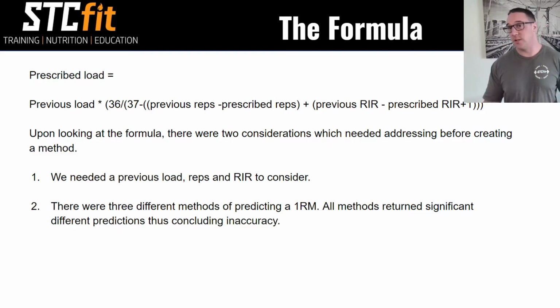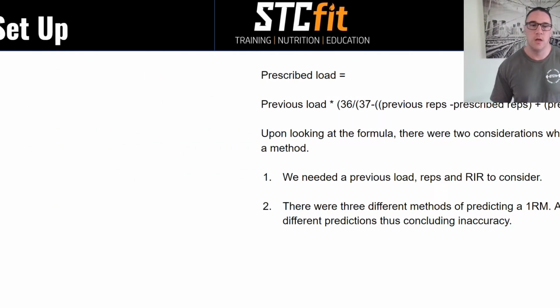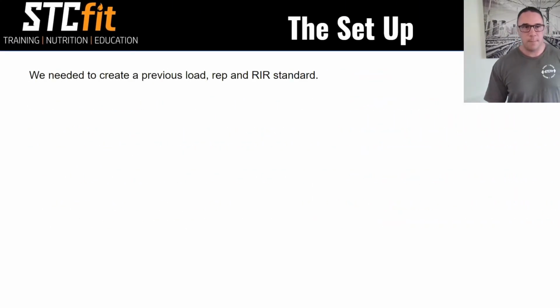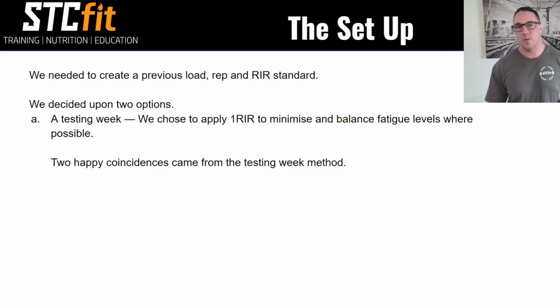So having the rep in reserve auto-regulation element was going to be really important, not even considering the individual variances that come with predicting a 5 rep off of a 2 rep max or something along those lines. For the setup, we needed to create a previous load, rep, and RIR standard. We decided upon 2 options. One was a testing week. We chose to apply a 1 rep in reserve to balance fatigue levels and decrease risk of injury. Week 1 being a new mesocycle means new movements, so we didn't want to be stupid and go to complete failure here and smoke someone before they even started the program.